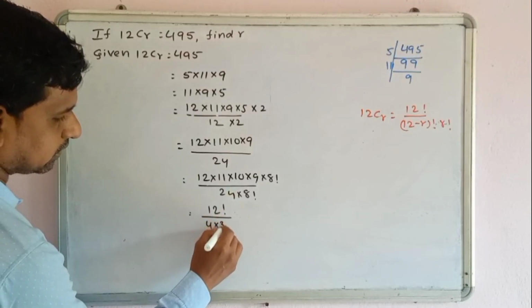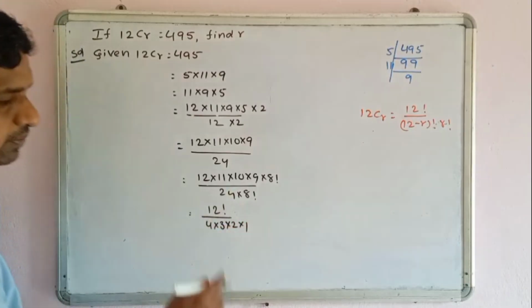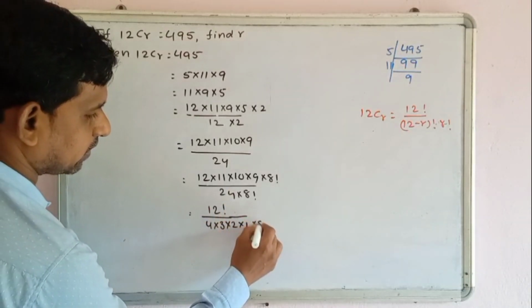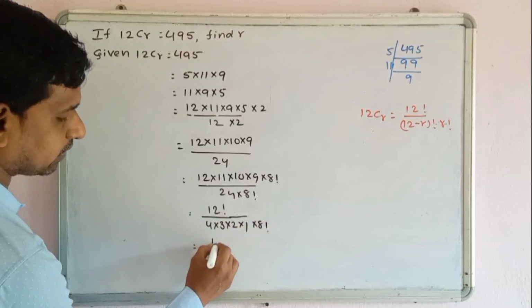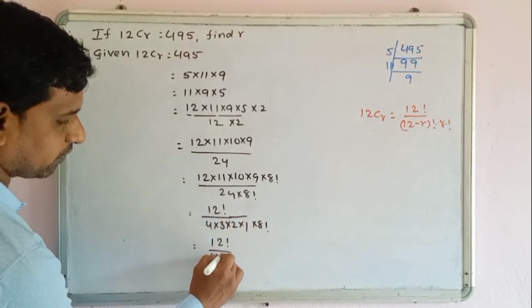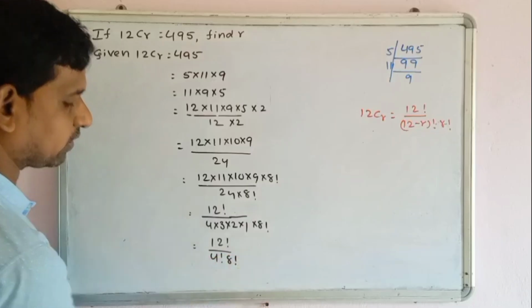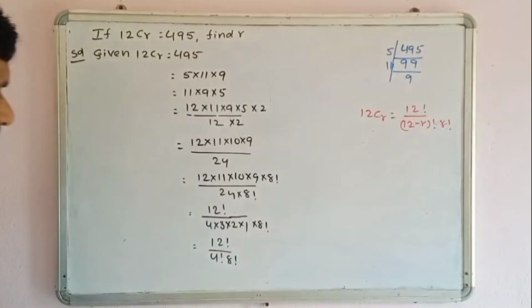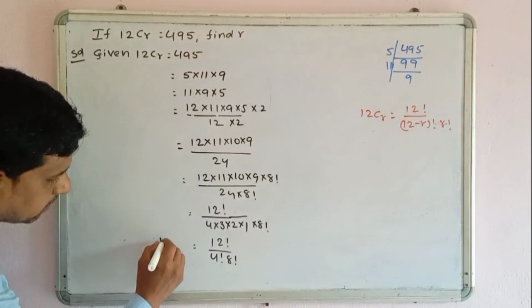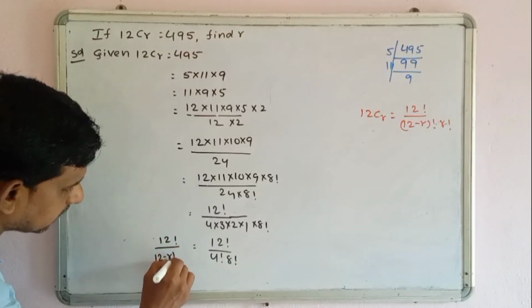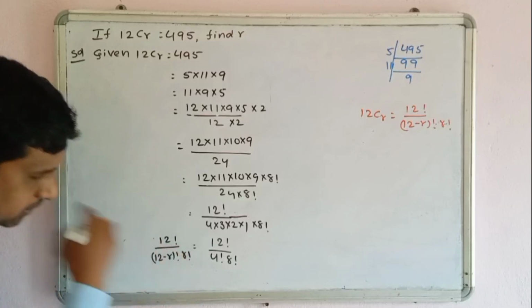4 into 3 into 2 into 1. Yes, 4 3 is the 12, 12 2 is the 24, 24 1 is the 24 into 8 factorial. That equals 12 factorial by 4 into 3 into 2 into 1 is 4 factorial into 8 factorial. So actually I said 12CR. What is the 12CR formula? 12 factorial by 12 minus R factorial into R factorial.